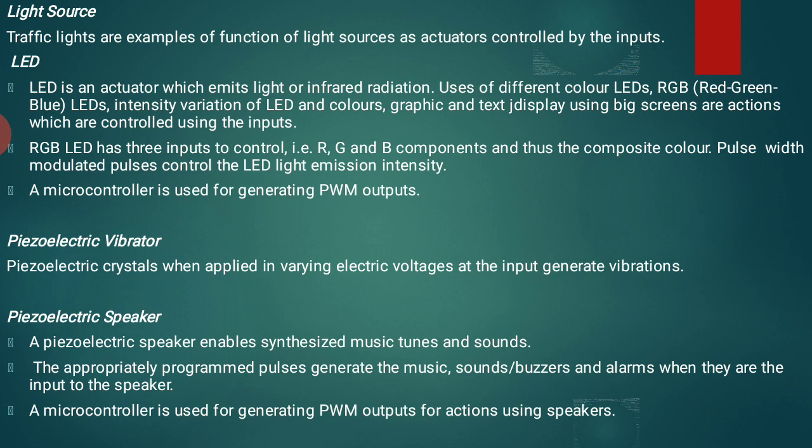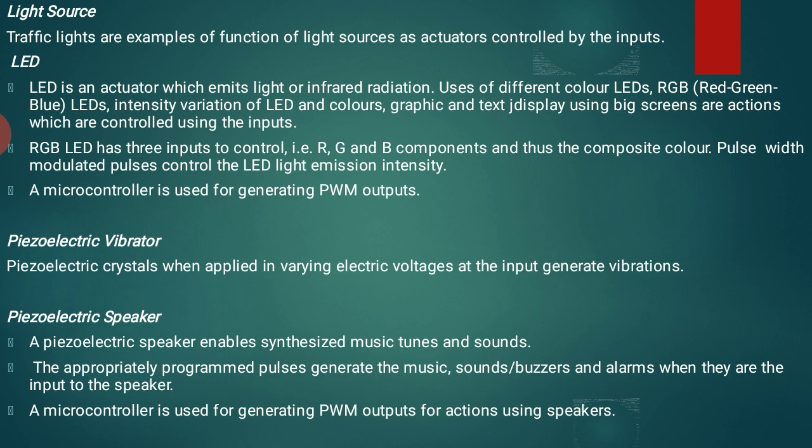Next our topic is LED. An LED is an actuator which emits light or infrared radiation. By using this LED actuator, we get different colors of LEDs, RGB LEDs, intensity variation of LED and colors, and graphics and text display using a big screen, or actions which are controlled by using the inputs. There are various kinds of colors we are going to be using in our LEDs.